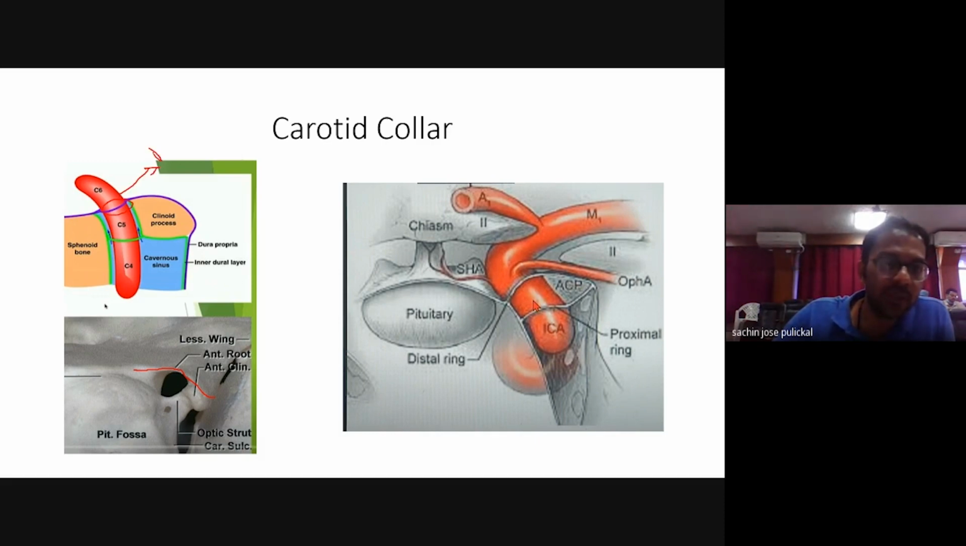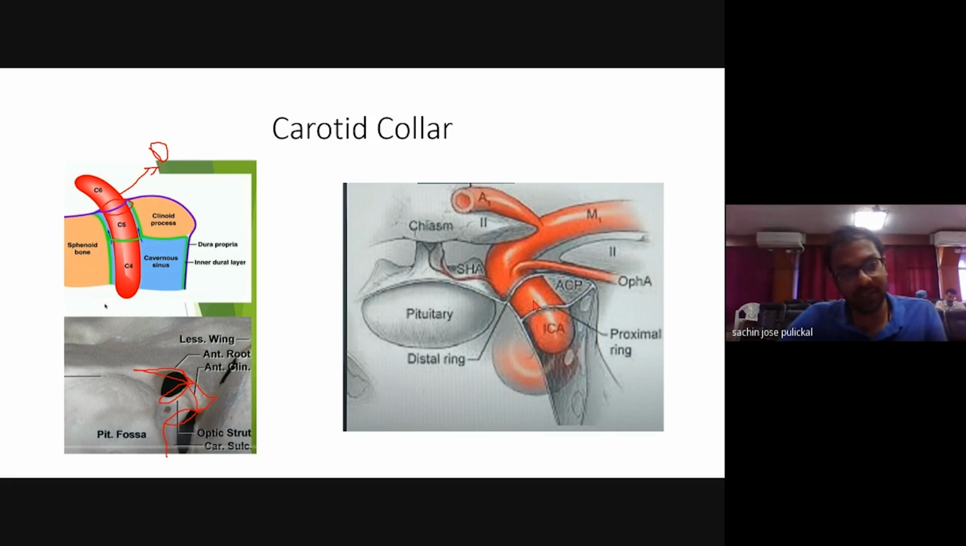The temporal dura will come like this. It will get reflected on top, and it forms the falciform ligament here, and anteriorly it forms the carotid collar here. This is formed by the dura propria, which is going over the clinoid process. When the dura splits here, another fold goes like this and forms a ring around the ICA. This ring is called the distal dural ring. This is the proximal dural ring, and this is the distal dural ring. After this ring, the dura continues posteriorly to form the medial wall of the cavernous sinus.